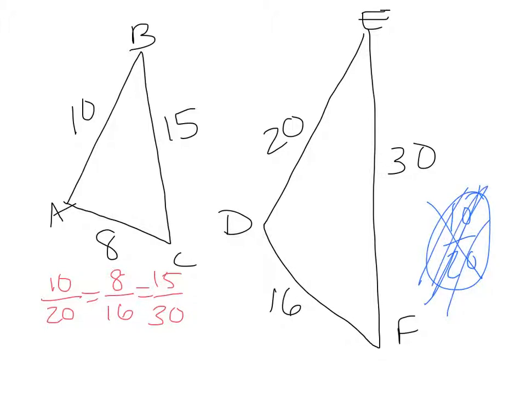So these two triangles are similar. The scale factor going this way is 2. The scale factor going this way is 1/2. So you've got similar shapes. You know the symbol. You know what it means to be proportional.